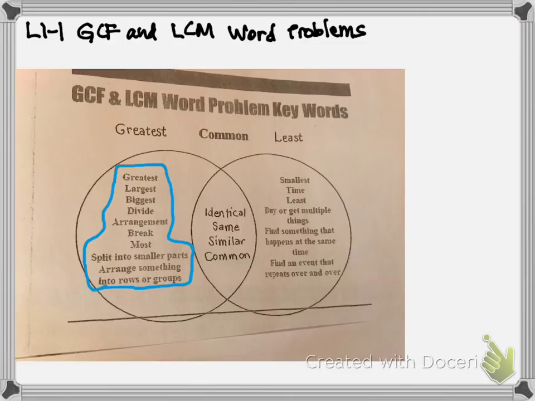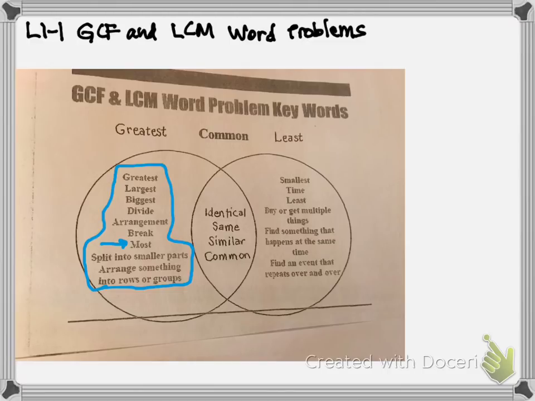probably this is going to be finding the greatest common factor. So words like greatest, largest, biggest, divide, arrangement, break, and what break means is kind of like break into smaller pieces or smaller groups. Most, split into smaller pieces, arrange something into rows or groups. So notice probably the most interesting word is the word most. At most, that means it's got to be the greatest, okay? So those are all words that when I read them in my word problem, they're going to tell me you're looking for the greatest common factor.